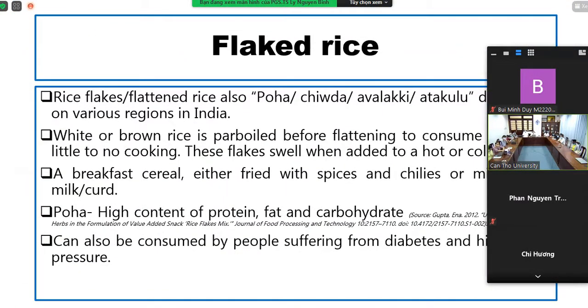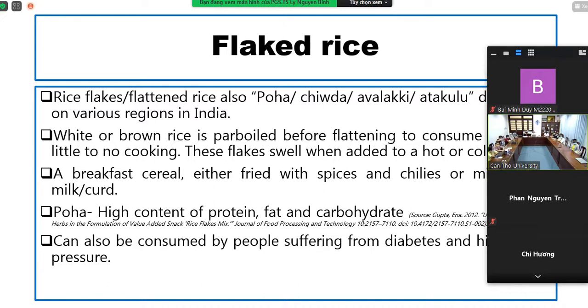Now flaked rice. Flaked rice or flattened rice, which is also known as poha, chura, avalaki, atakulu in different regions of India. White and brown rice both are used to make flaked rice. It is parboiled before flattening to consume with very little or no cooking. So these flakes swell when added to hot or cold liquid, so it can be consumed with any type of liquid.